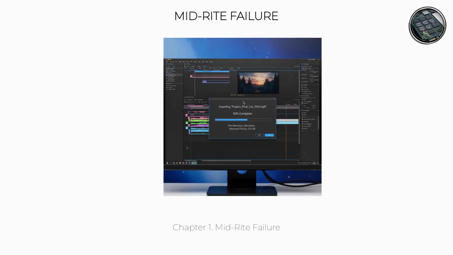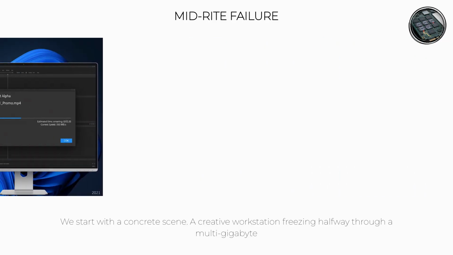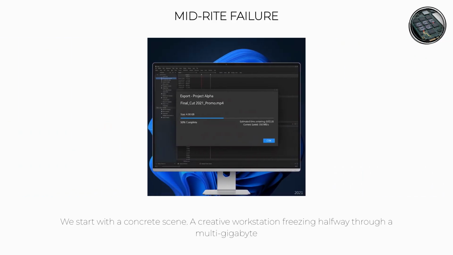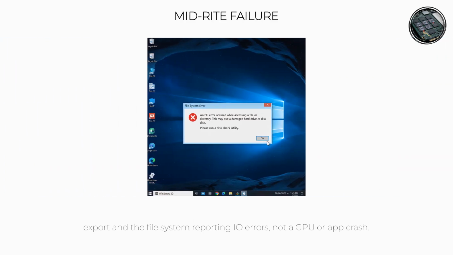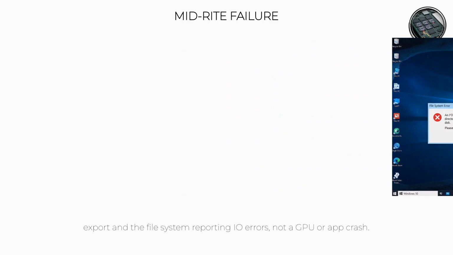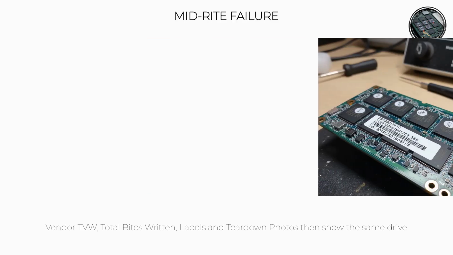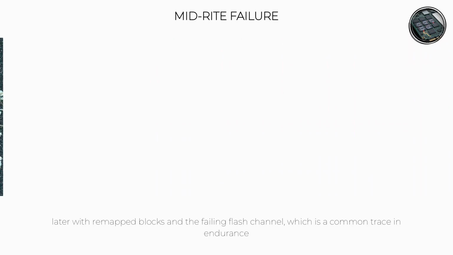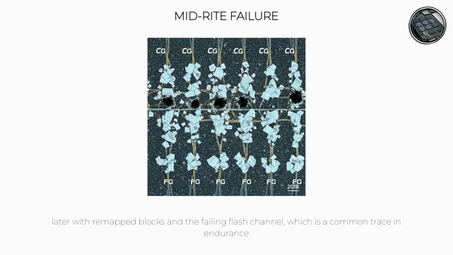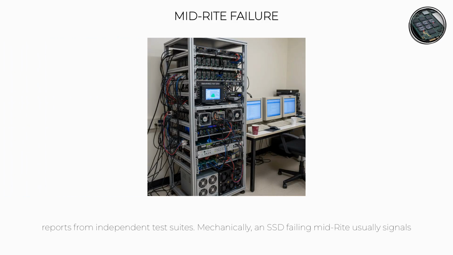Chapter 1. Mid-Write Failure. We start with a concrete scene, a creative workstation freezing halfway through a multi-gigabyte export and the file system reporting I/O errors, not a GPU or app crash. Vendor TBW, total bytes written, labels and teardown photos then show the same drive later with remapped blocks and the failing flash channel, which is a common trace in endurance reports from independent test suites.